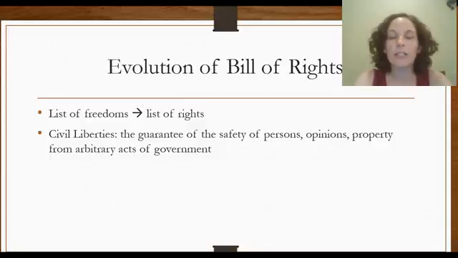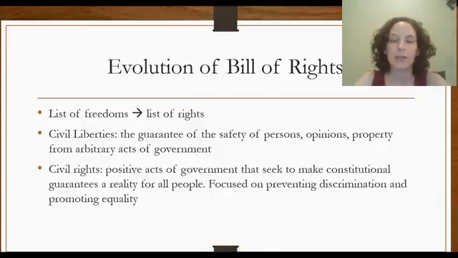So it's a guarantee of your safety, whether it be your physical body, your opinion, or your property, your safety from arbitrary acts of government, meaning that the government cannot take your property, take your liberty, without following procedure, due process. So when we think civil liberties, government stay out.